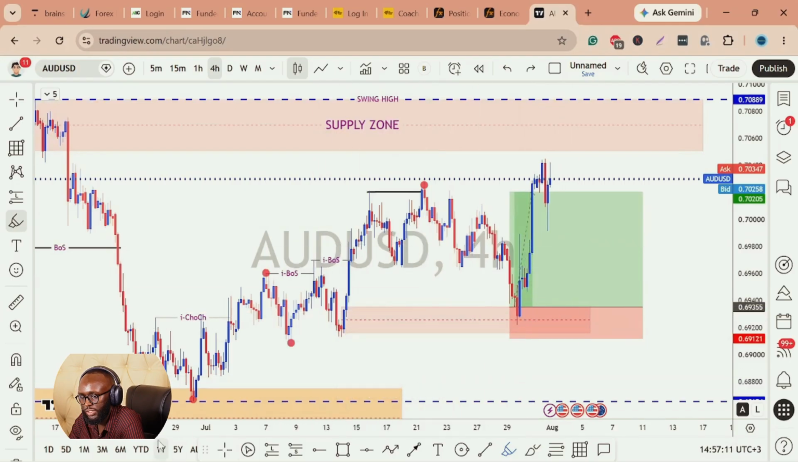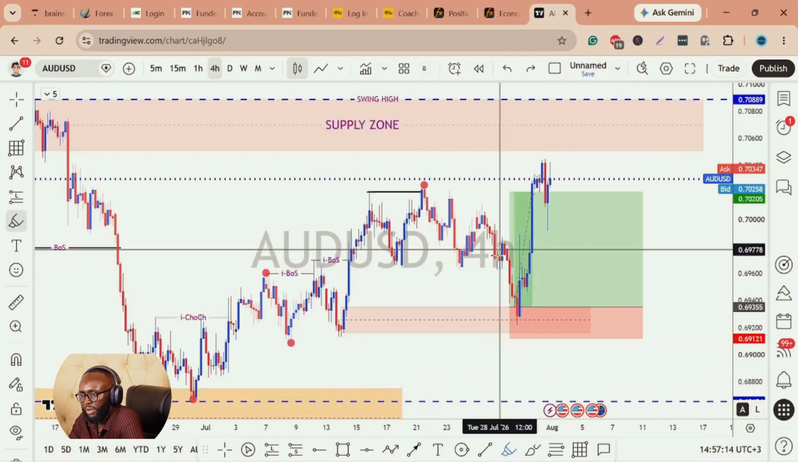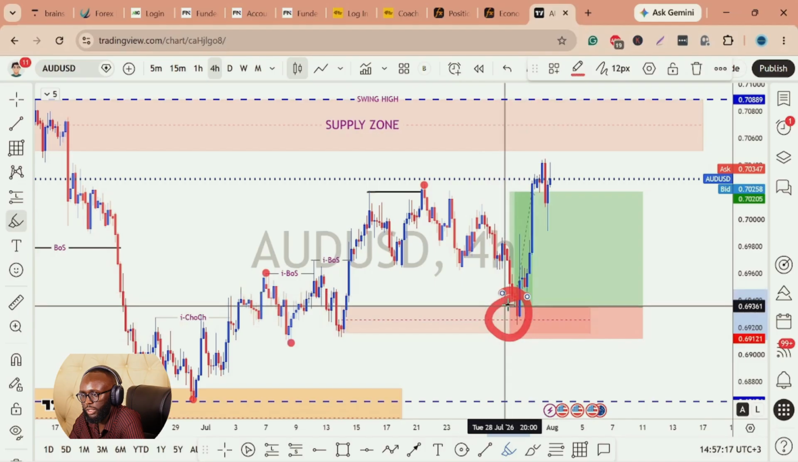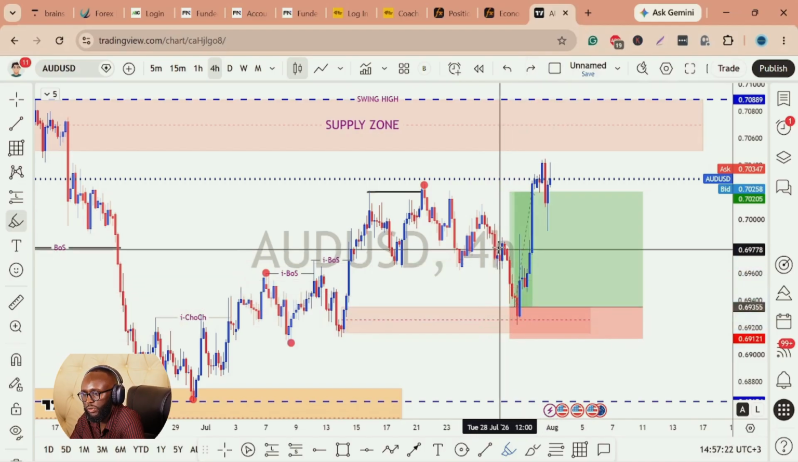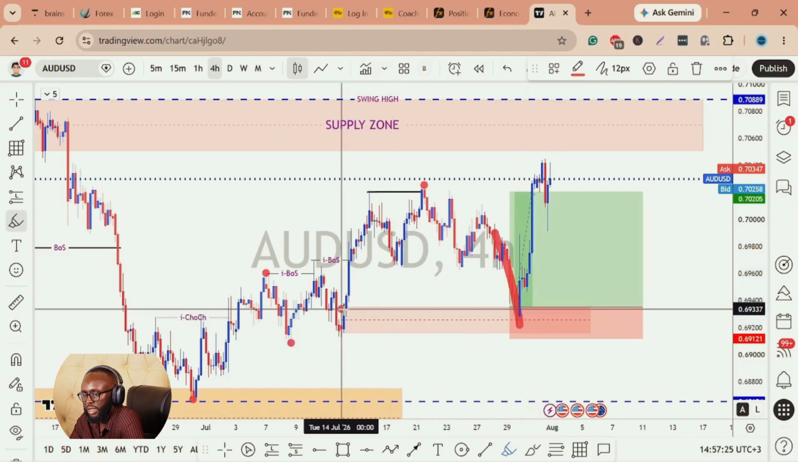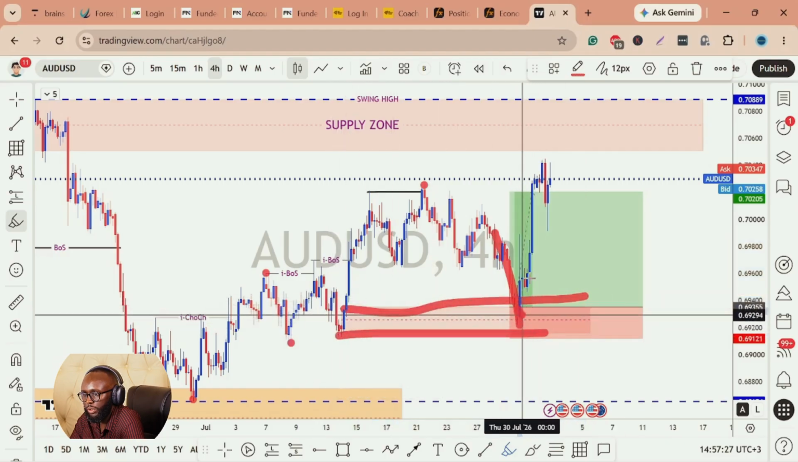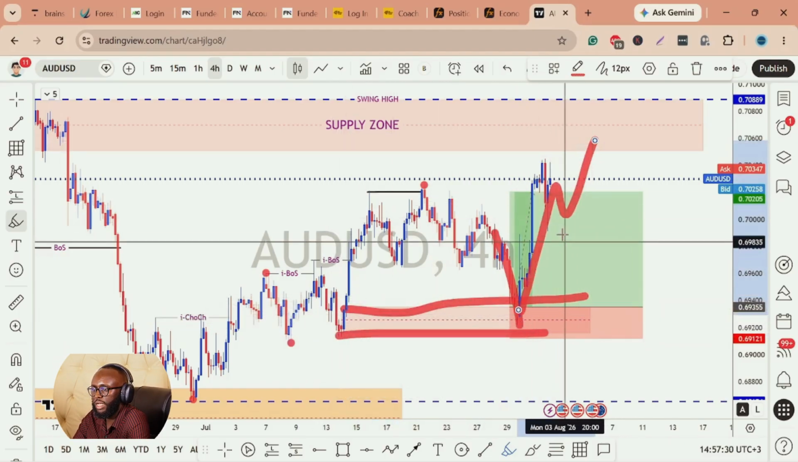I was not able to take this particular setup because I was done with trading for the week, but this is a setup that we've also been calling out for the last 4 weeks in my weekly market analysis. So we were looking for AUD/USD to get to these levels, which was a daily demand zone, before we can see price pushing higher. So that has already happened.